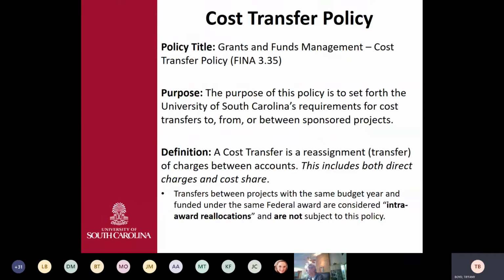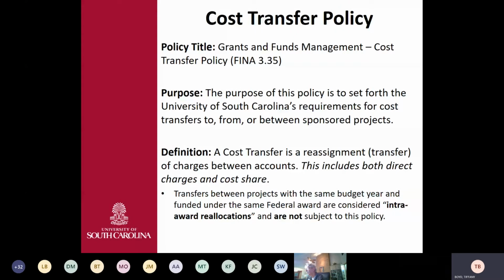The official title of the new cost transfer policy is FINA 3.35, Grants and Funds Management Cost Transfer Policy. The purpose of this policy is to set forth the University of South Carolina's requirements for cost transfers to, from, or between sponsored projects. The definition of a cost transfer is any reassignment or transfer of charges between accounts. We really wanted to remind everyone that this includes both direct charges and cost share.